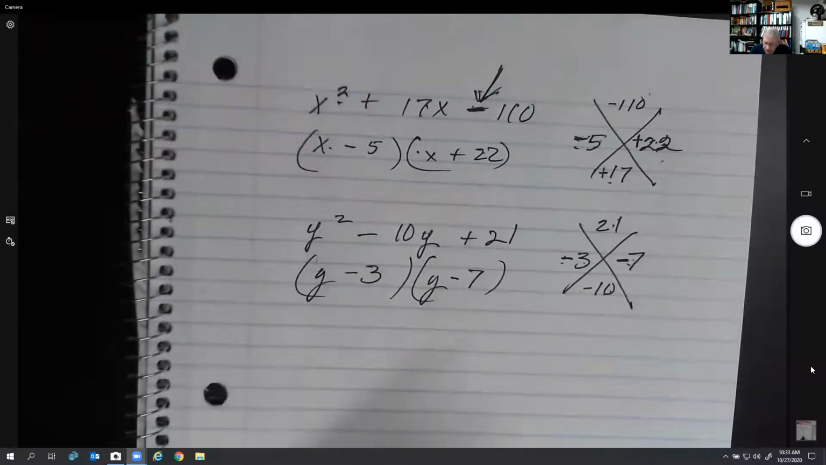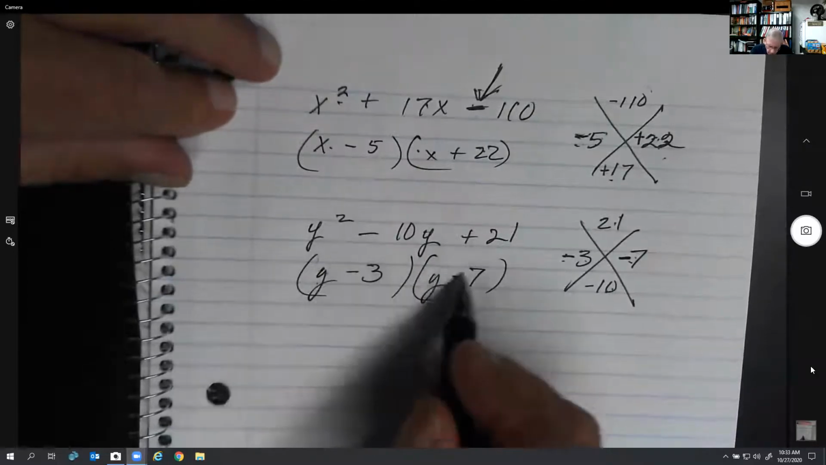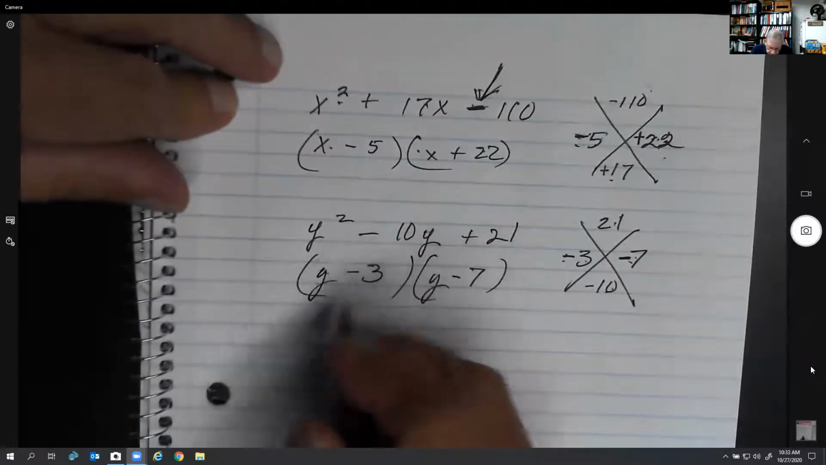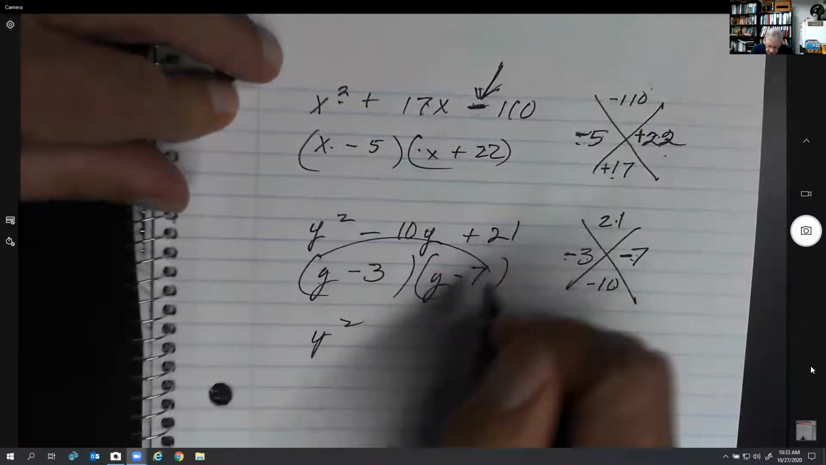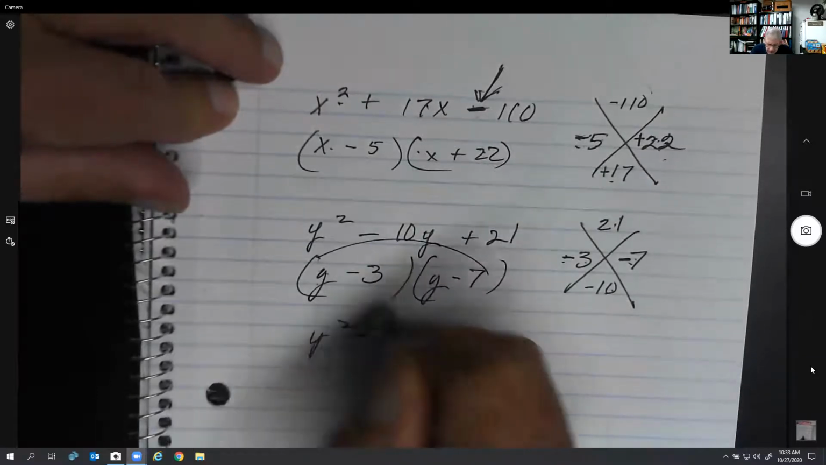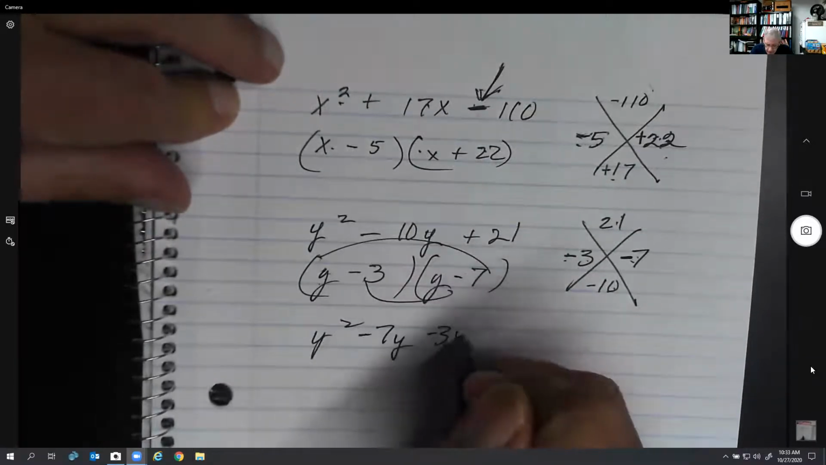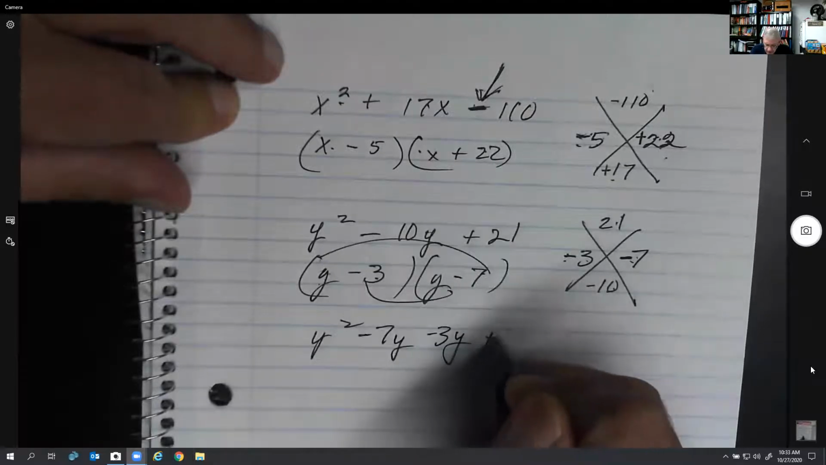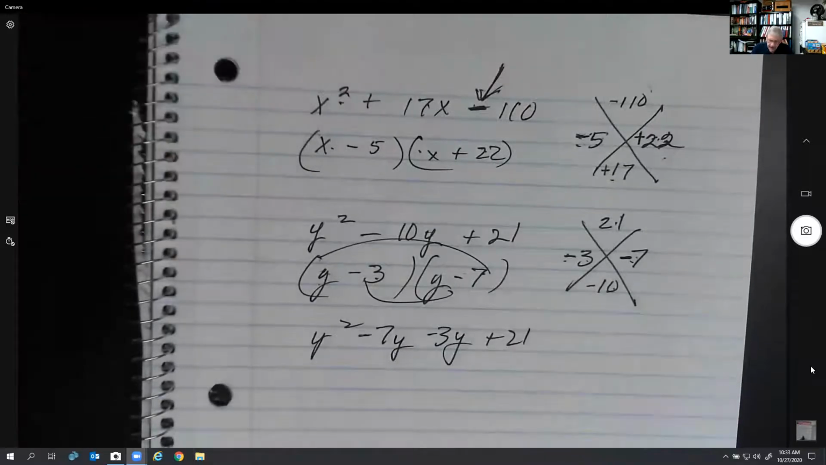Now, how do I know if I'm correct? I can go back and do a FOIL. Y squared, outside, inside, last term times last term. So if I want to really double check it, I could do the FOIL.